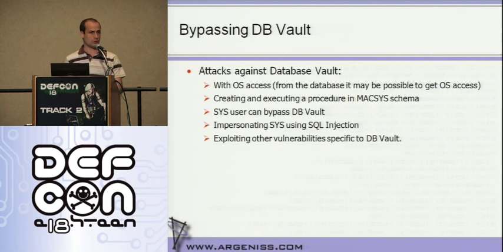Well, now let's see what are the attacks that we can do to compromise the Database Vault. First, there are the operating system attacks, the attacks that will look for operating system access, being a user connected to the database. So we're going to see some examples of this. Also, we are going to see that it is possible with a couple of system privileges to create and execute a procedure in the owner's schema and impersonate the owner user.